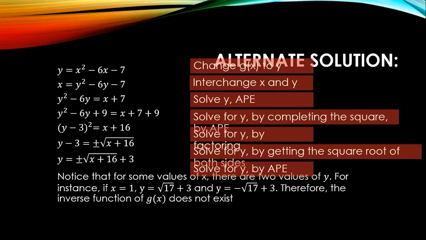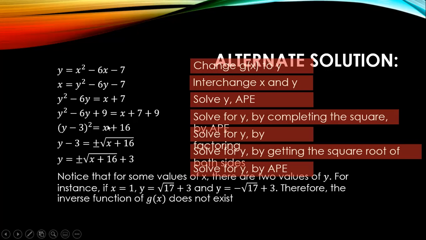So, by completing the square, para mahiwalay natin si y, completing the square, y squared minus 6y plus 9. So, kinomplete natin, no? So, nagdagdag tayo sa one side ng 9, magdadagdag din tayo sa other side. So, now, y minus 3 squared. Okay, galing po yan sa y squared minus 6y plus 9 is equal to x plus 16.